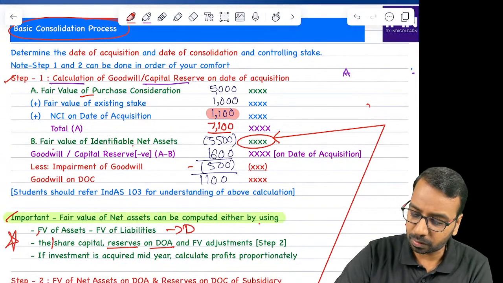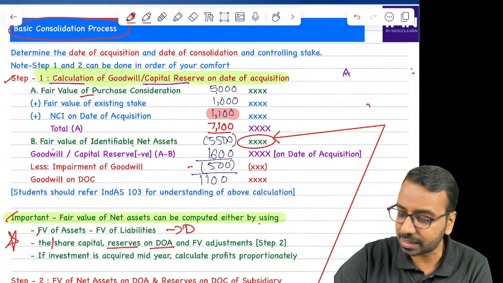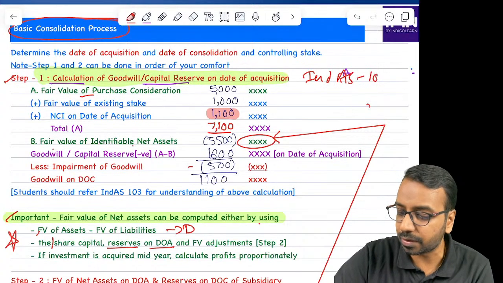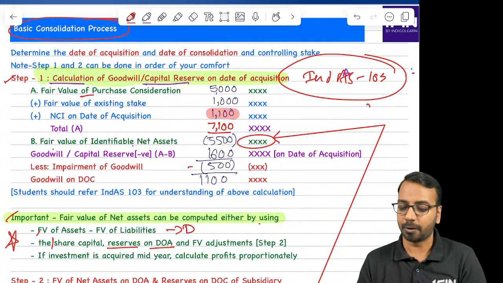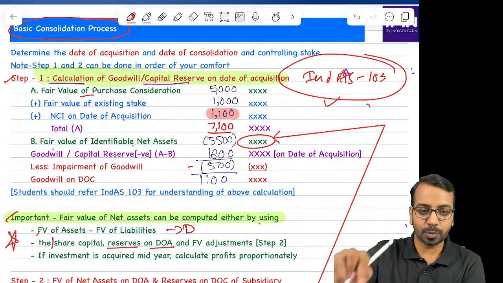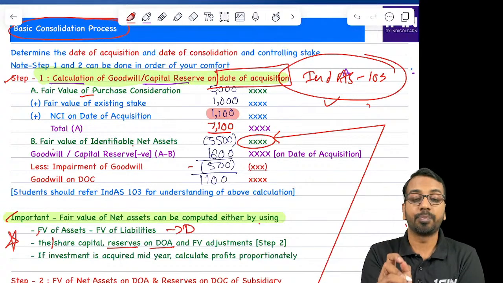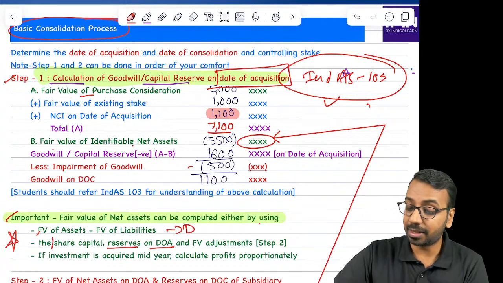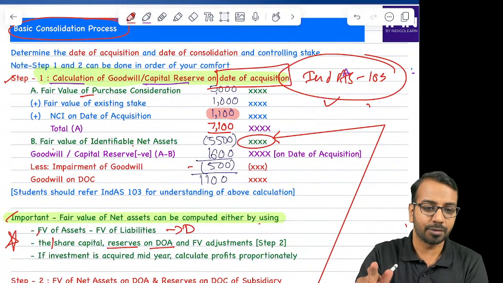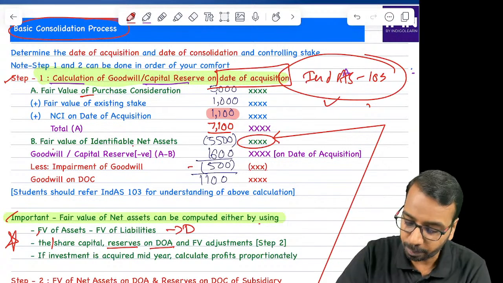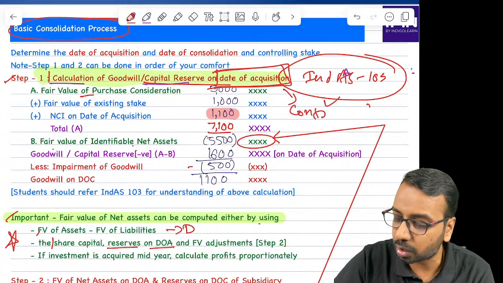Now the first step, what I generally prefer, is calculation of goodwill and capital reserve on the date of acquisition. This is based on your principles of Ind AS 103. Whatever you have learned, you will apply the same principles and get it done here. Now as far as the first step is concerned, this is on the date of acquisition. So you should know what is the date of acquisition. Is it the first date of investment, or is it the date of investment when we obtain control? It is always the date of investment when we obtain control. So calculation of goodwill and capital reserve on the date of acquisition, that is when you have obtained control over the entity.